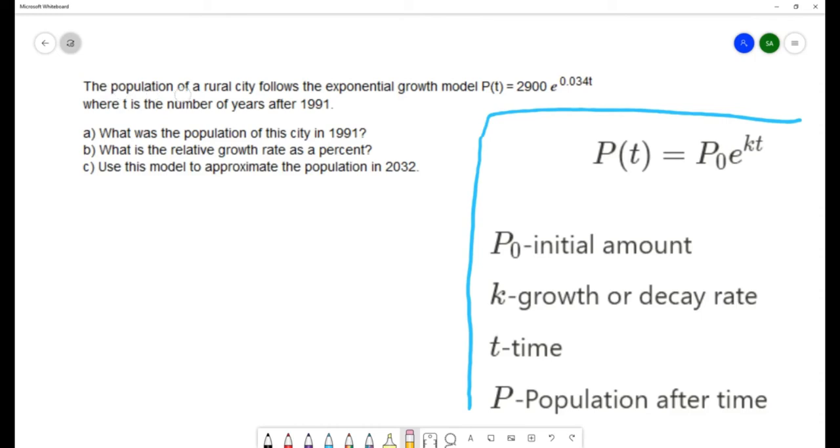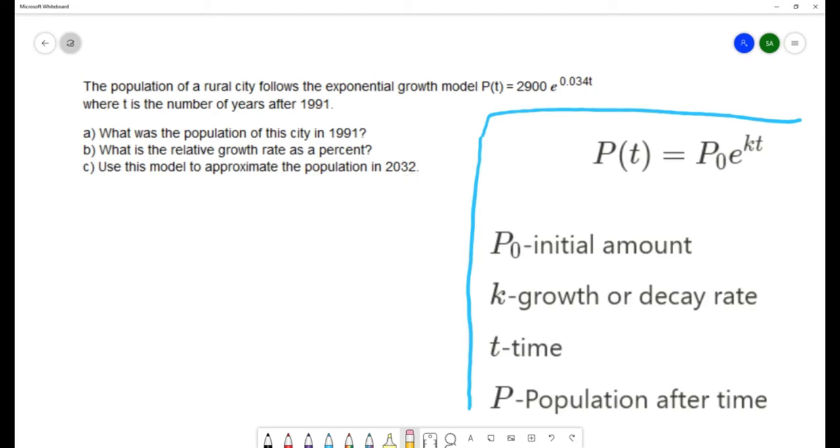The population of a rural city follows the exponential growth model. P of t equals 2,900 e to the 0.34 t, where t is the number of years after 1991. What is the population of this city in 1991? What is the relative growth rate as a percent? And use this model to approximate the population in 2032.